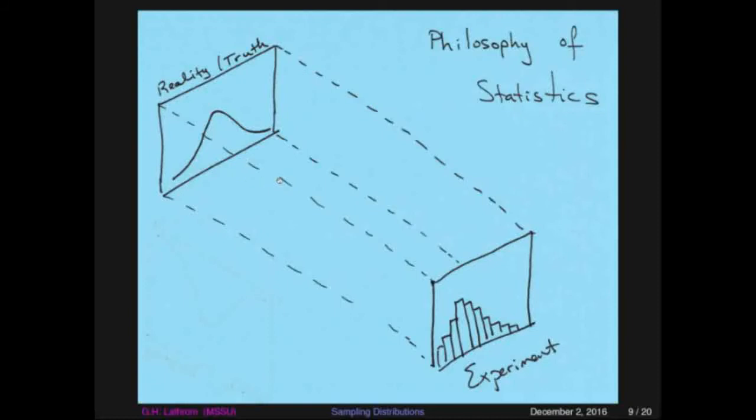Now later on, when we talk about hypothesis testing and those kinds of things, we've got two other layers in here. We've got a null hypothesis layer, and then an alternative hypothesis layer, in addition to the truth layer that's really going on back here in the background. But we'll get to that in some later videos.